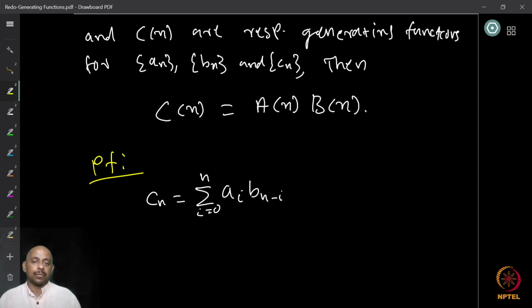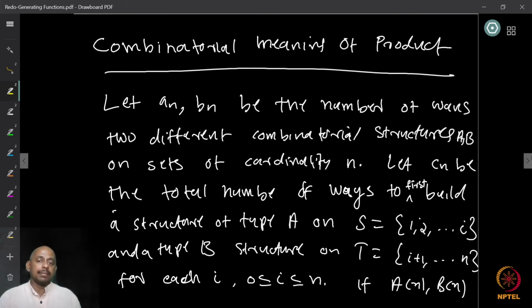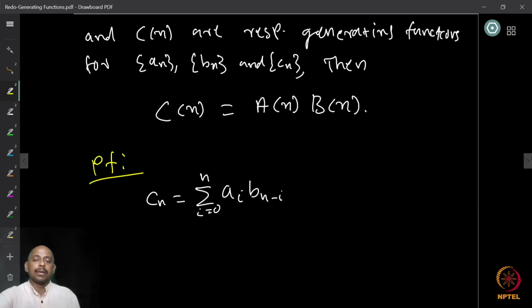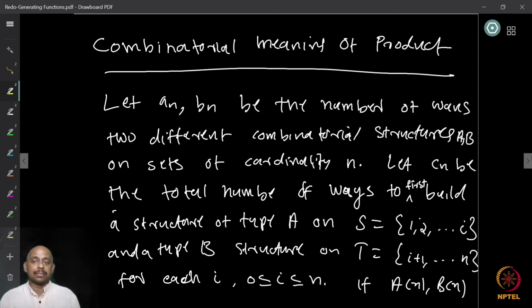This is by the product rule that we have learned before. Now I can vary i, because we said that for each i we have this option. I can fix i to be 0, 1, or up to n, so i ranges from 0 to n, and each one is separate. They are basically disjoint sets, so I can apply the sum rule. I can say summation i equal to 0 to n of a_i b_(n minus i), and that is precisely the number of ways to make the C-type structure. So that is precisely c_n on the n element set.